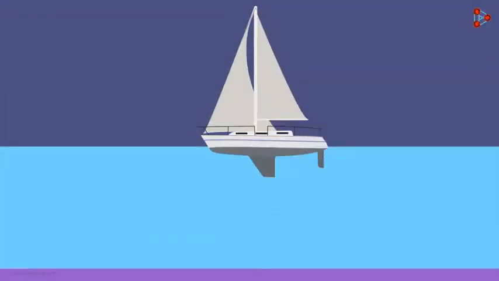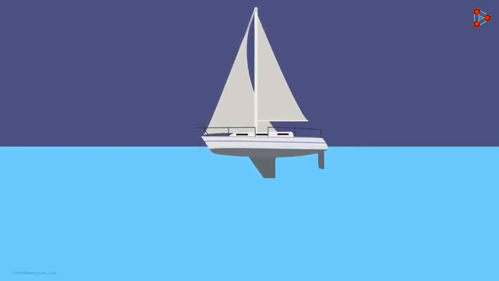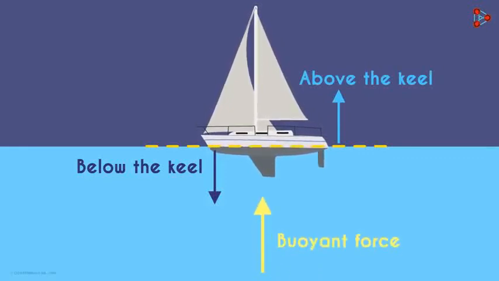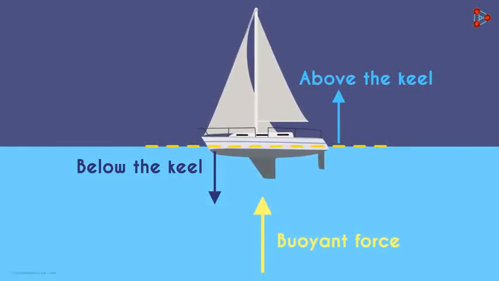How do you think large steel ships float? It's simple. If the weight of water displaced by the vessel below the keel is equivalent to the vessel's weight, then everything above the keel will remain afloat. That's because the water too applies an upward buoyant force on the ship, which is the same as the weight of the water displaced by it.